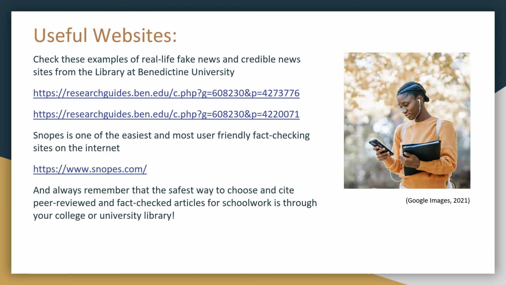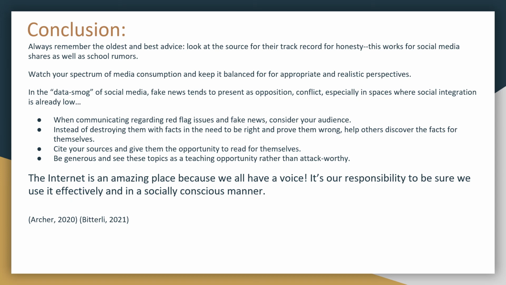Some useful websites for fact-checking. You can check these examples from the library at Benedictine University of real-life fake news and credible news sites. Snopes is also one of the easiest and most user-friendly fact-checking sites on the internet. And always remember that the safest way to choose and cite peer-reviewed and fact-checked articles for schoolwork is through your college or university library. In conclusion, always remember the oldest and best advice.